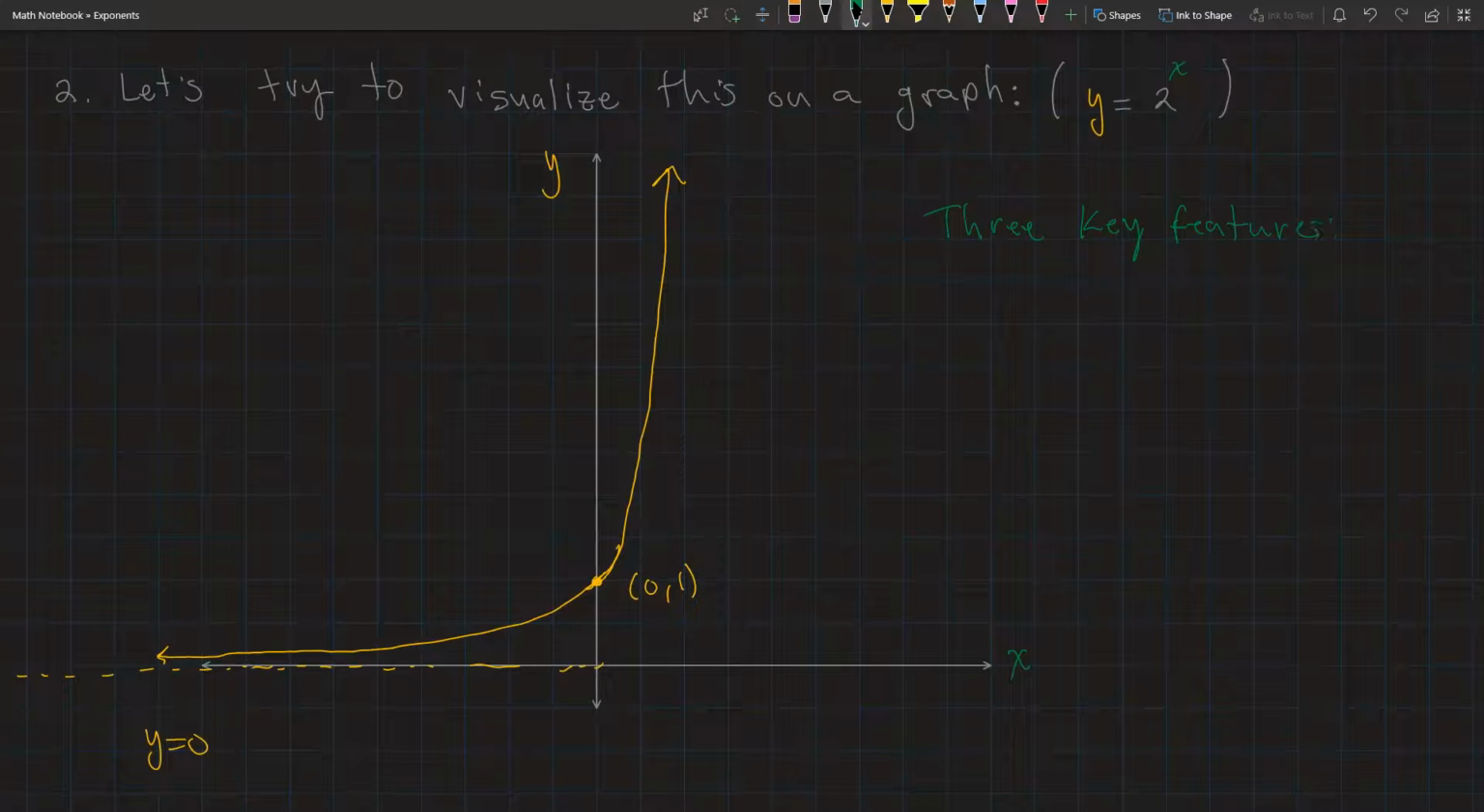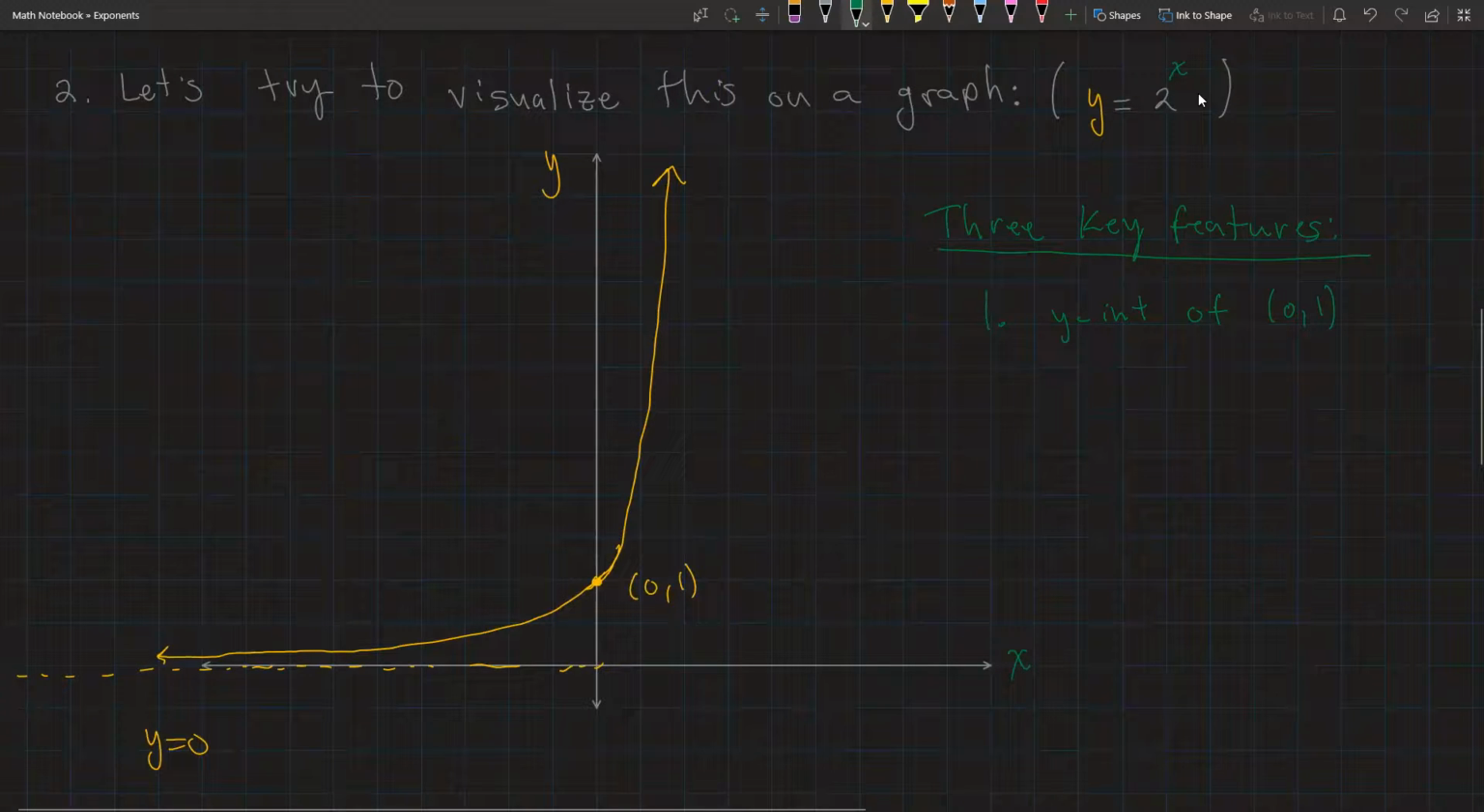3 key features. The first one that I noticed, and I wrote down, is that it has a y-intercept of (0, 1). And that's because the exponent is 0. And you'll see in the next example that it doesn't matter what the base is. Whether it's 3 to the 0, we still get a 1. 4 to the 0, we still get a 1. So that's one of the first things that jumped out at me.